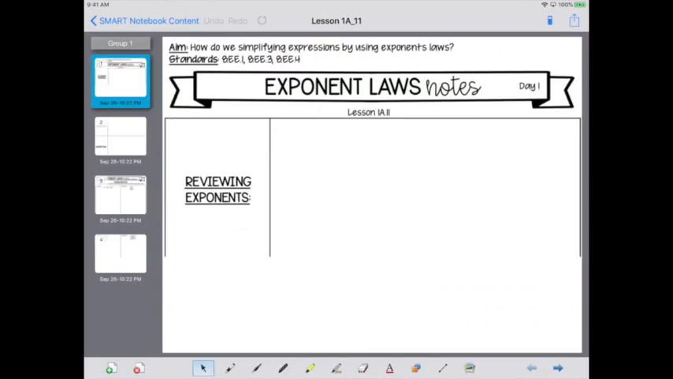Let's get to it. So we are back now. We are in lesson 11. Our aim is how do we simplify expressions by using exponent laws. So we are going to be getting into 8th grade material in our lesson 11. So we're just going to review our exponents.